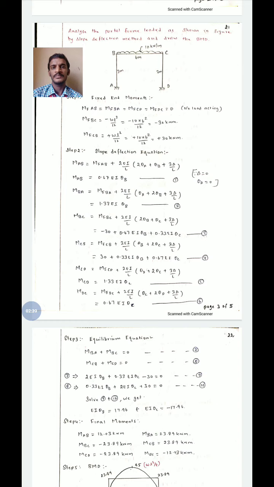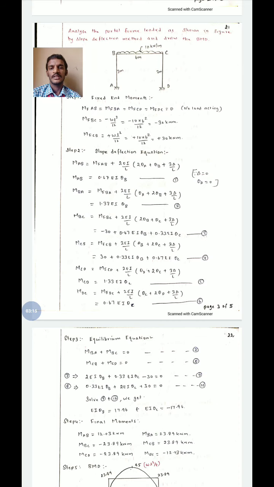Similarly, for BC span, MBC is calculated as M of BC plus 2EI by L into 2 theta B plus theta C plus 3 delta by L. Delta value is not given, therefore delta value is treated as 0. Theta B and theta C are at continuous ends, therefore they are kept as same. Substituting M of BC and theta B, theta C values, we get MBC equal to minus 30 plus 0.67 EI theta B plus 0.33 EI theta C as third equation.